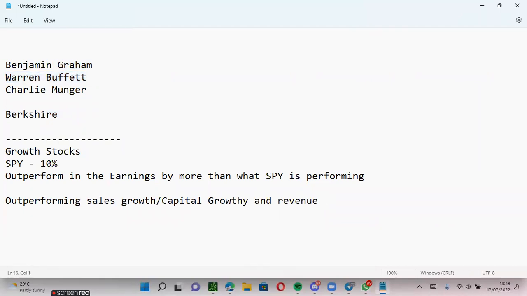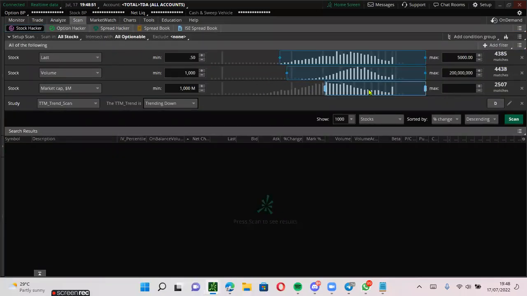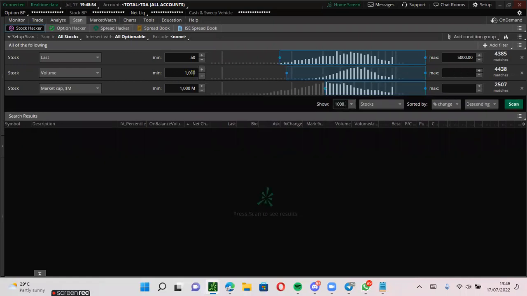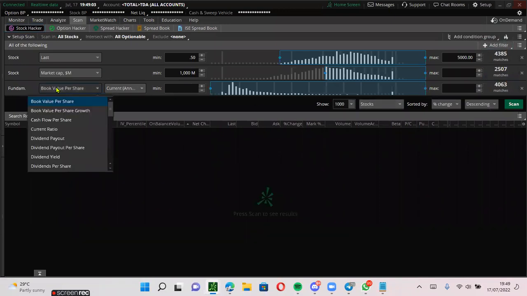So what stocks are growth stocks, right? How do you find these growth stocks? This is what you need to take a look at: earnings reports. You need to check what stocks have been doing that. So I'll go to the scanner. I'll just do a market cap of 1 billion, and go to fundamental, right? You can take a look here: cash flow, current ratio, financial, earnings per share, gross profit margin.